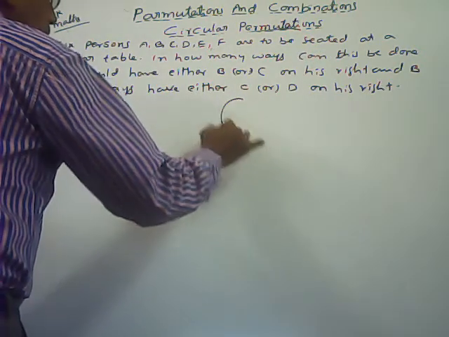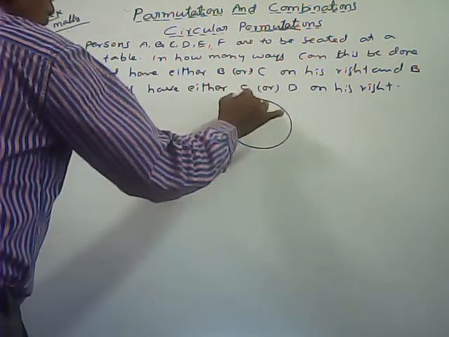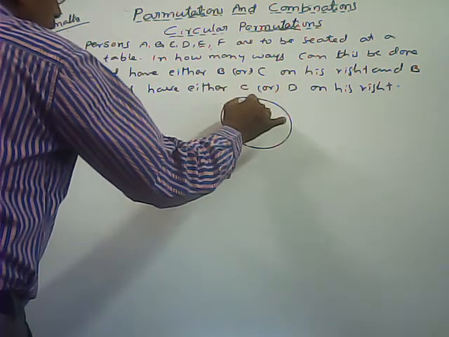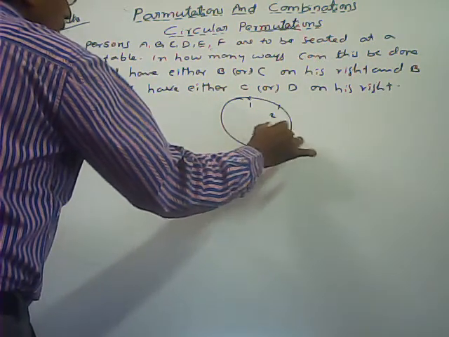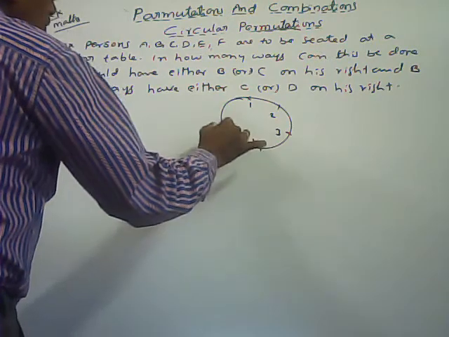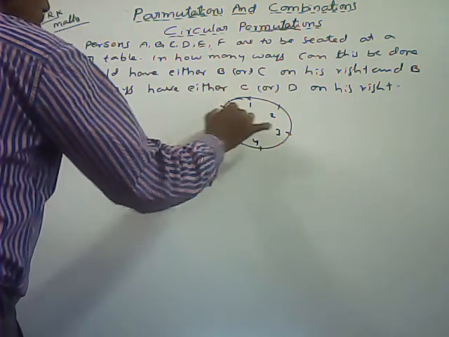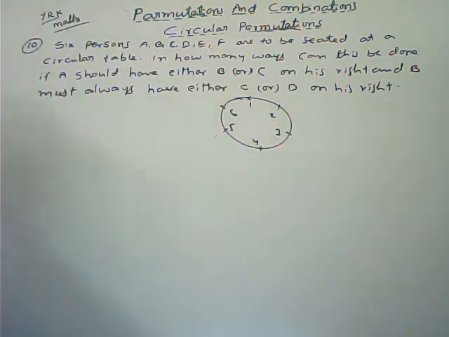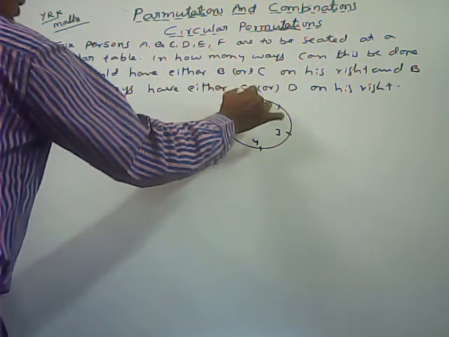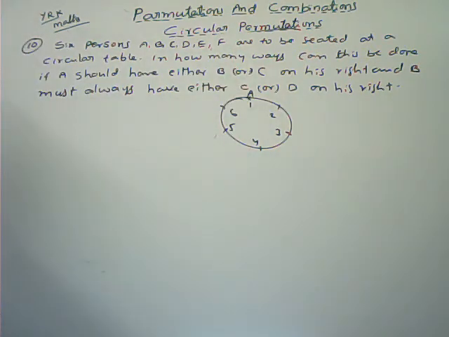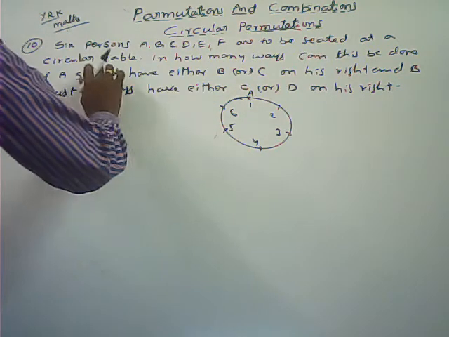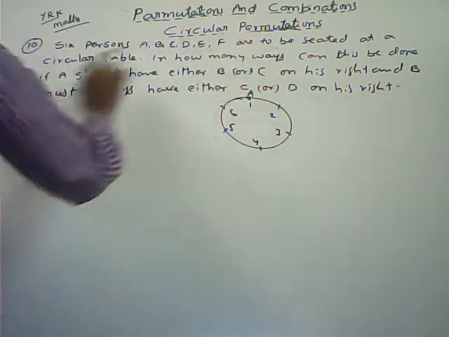First, total how many persons are there? 6 persons are there. Here I am giving the numbering also: 1, 2, 3, 4, 5, 6. In the first place I fixed A, since 6 persons are to be seated at a circular table.